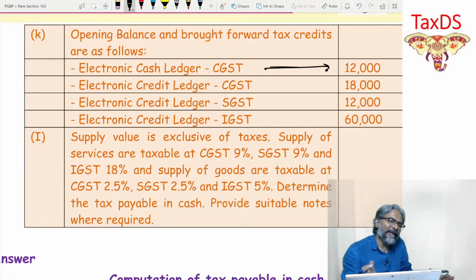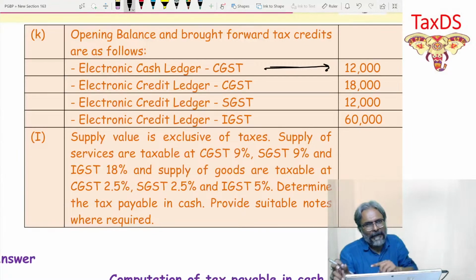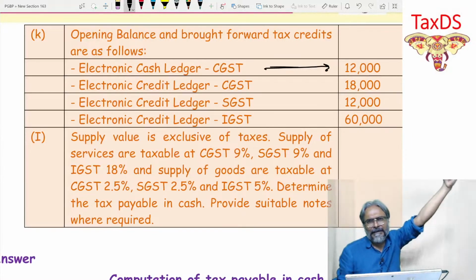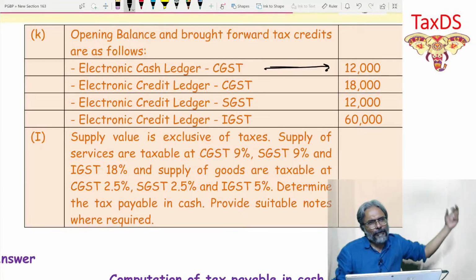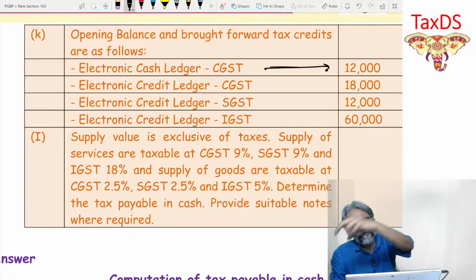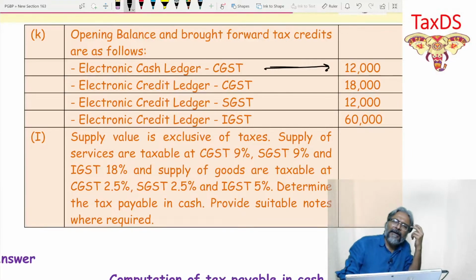But just to revise that point, I told you in the topic on payment of tax that if you have a balance in the electronic cash ledger, and you want to pay for any other minor head or other heads, then first you can try to take it out from this, then you have to deposit it into the relevant head, and that is how you can make the payment. Anyway, good part of revision. So it can be used anywhere. There's no hard and fast rule. So if you want to use it for CGST, you can use it for CGST. We'll see what the liability is, and accordingly we'll work it out that way.